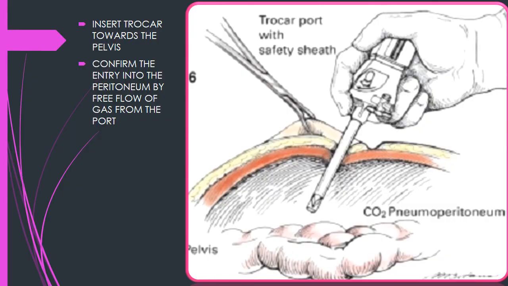The patient is still in the Trendelenburg position, and you take off the Veress needle and insert the trocar and cannula towards the pelvis. Remember, at the same time you're also elevating the parietes. Some persons prefer to elevate the parietes, some don't, because once there is enough air in the peritoneal cavity, it will tent up the peritoneum.